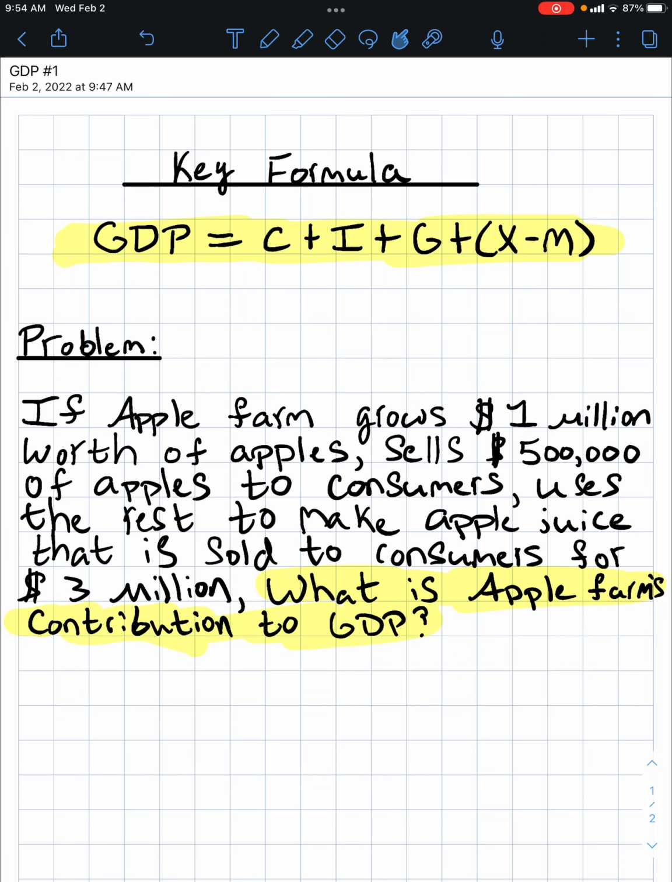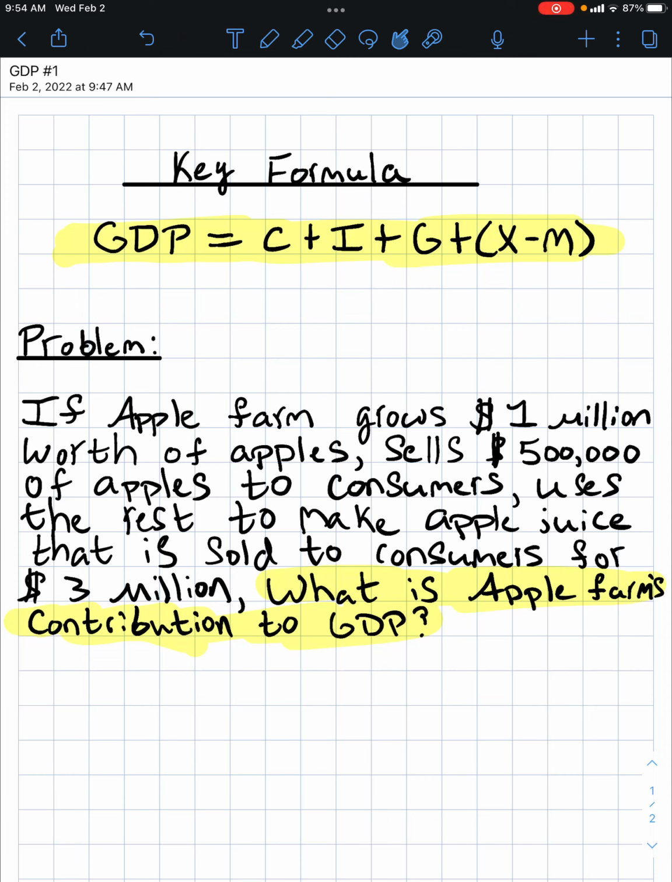GDP has a key formula. The key formula is C plus I plus G plus X minus M. Our variables represent C for private consumption, I for gross private investments, G for government investment and government spending, X for exports, minus M for imports. This equation is vital, is very important, and will be used in the upcoming problem.